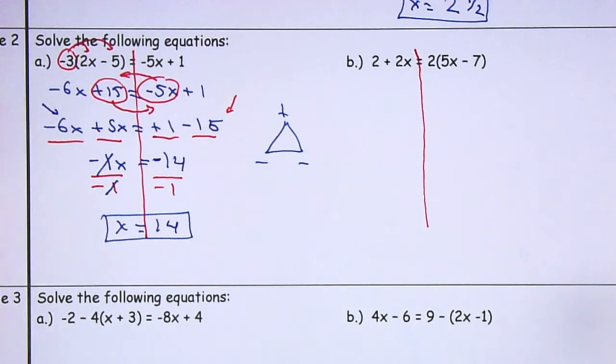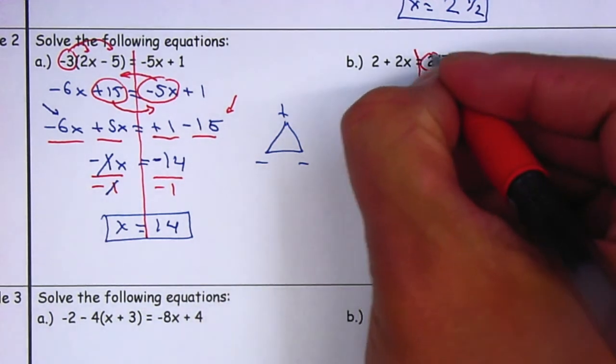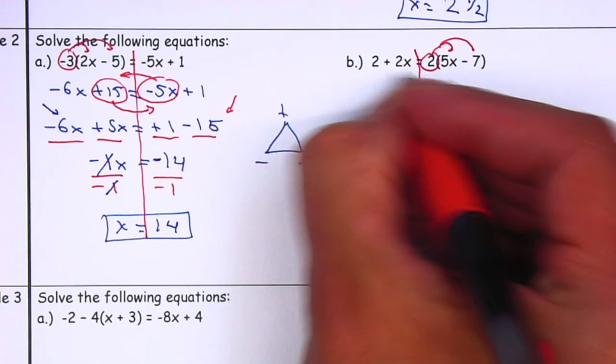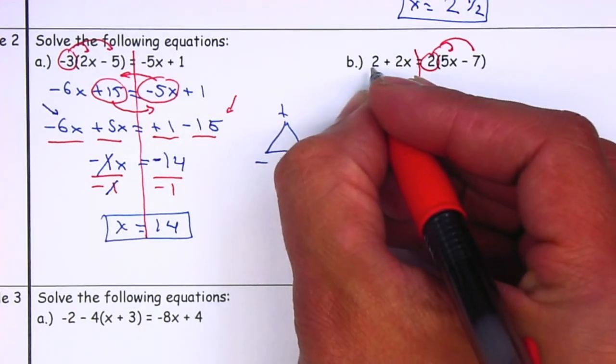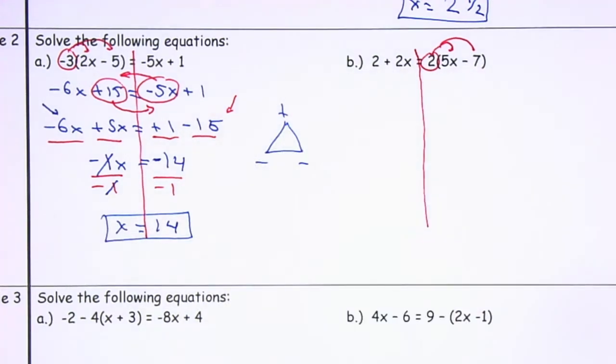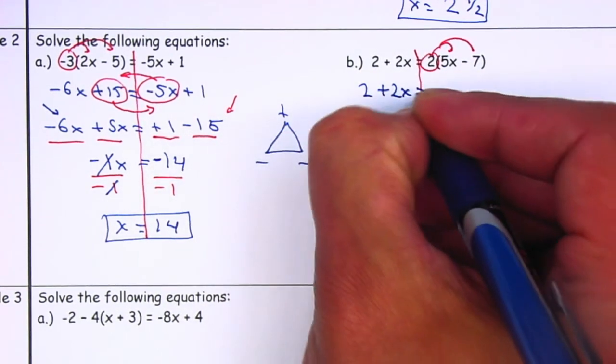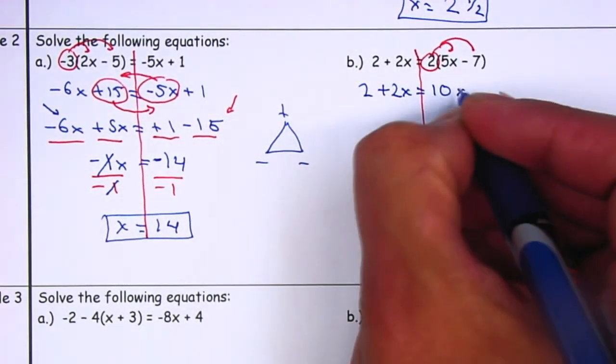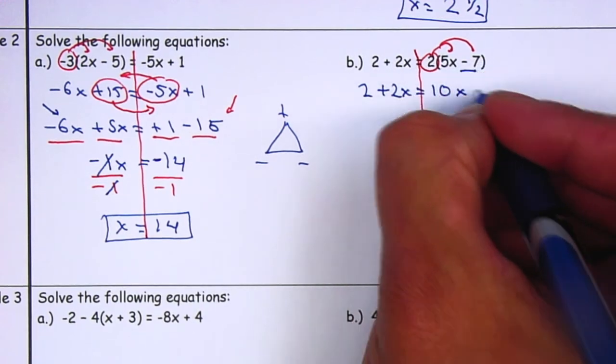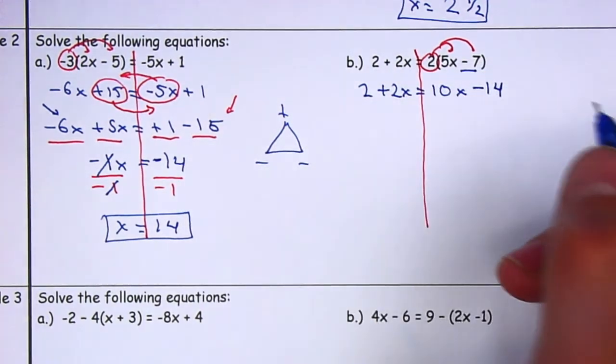So for letter B, we need to distribute the 2. Nothing we can do on the right. The 2 and the 2x cannot be combined, so we're just going to bring them down: 2 plus 2x. 2 times 5x will give us 10x. 2 times negative 7 will give us a negative 14.